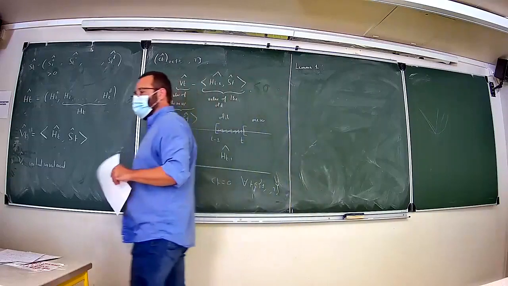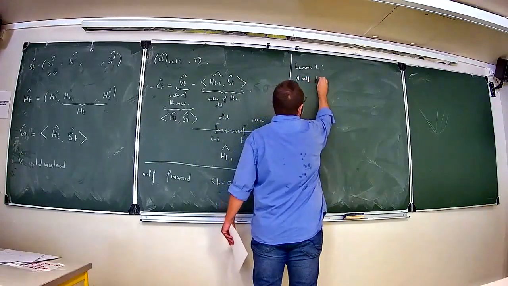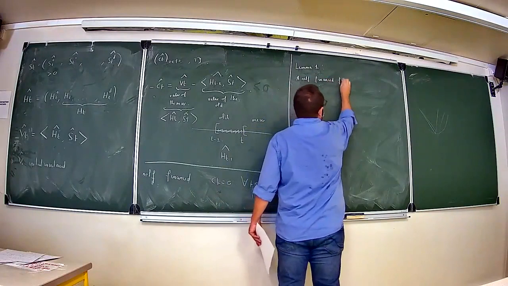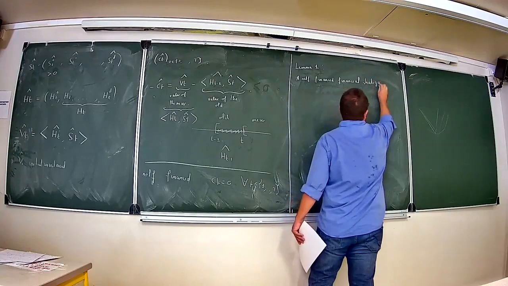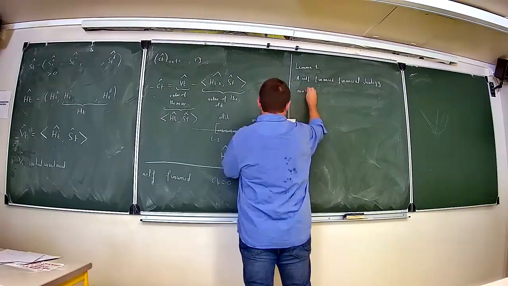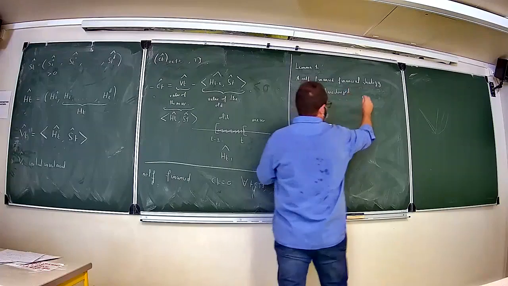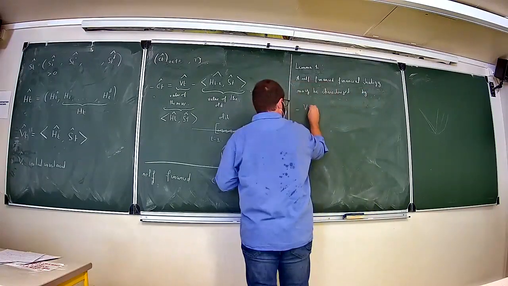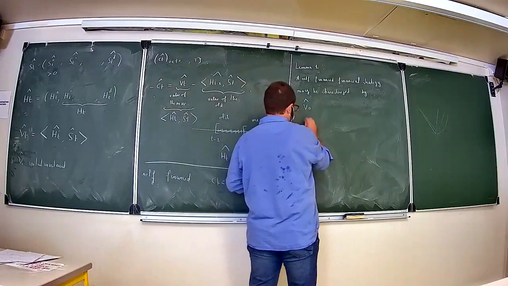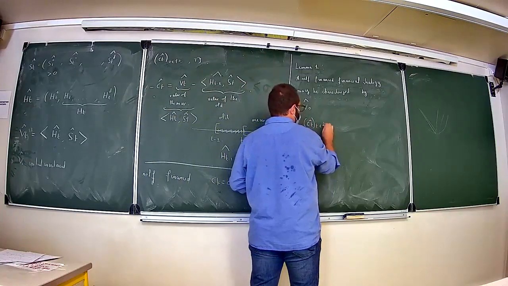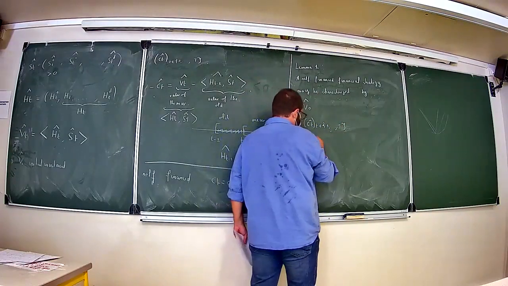Lemma 1 tells me that a self-financed financial strategy may be characterized by the initial investment, by the consumption process, and by the quantities of risky assets.